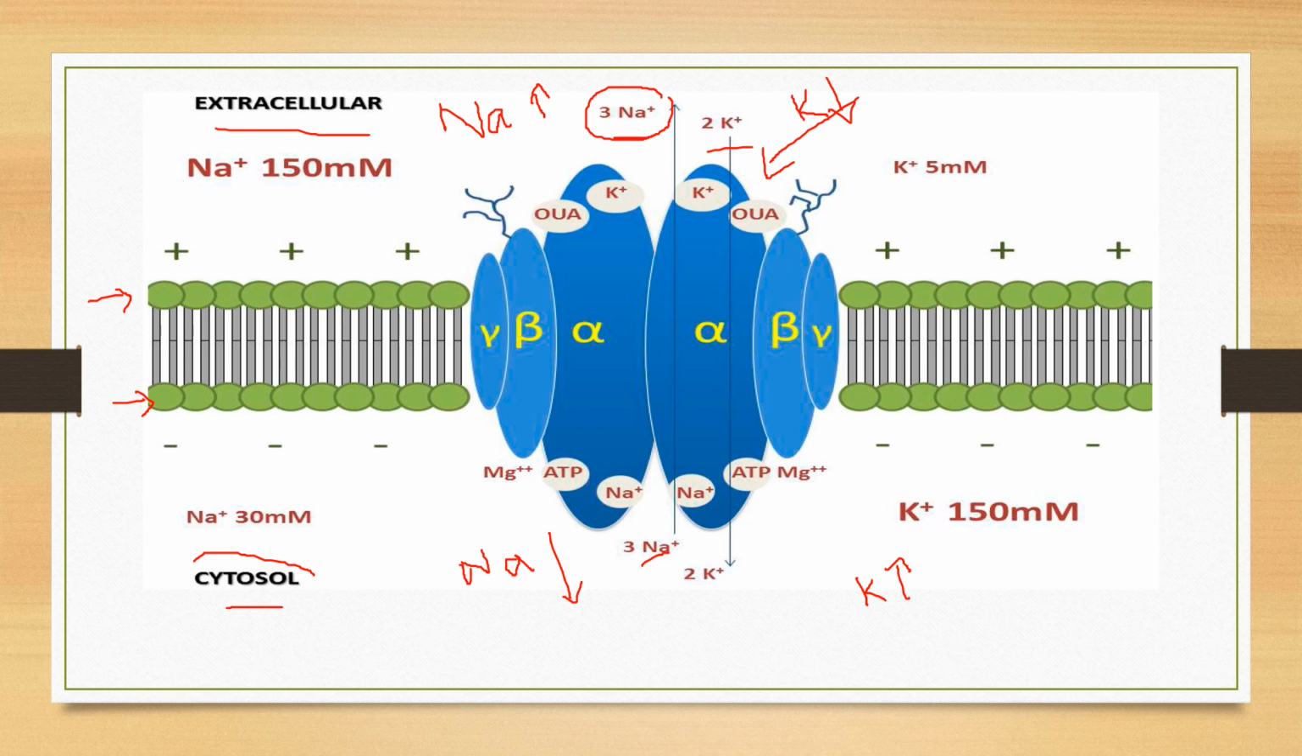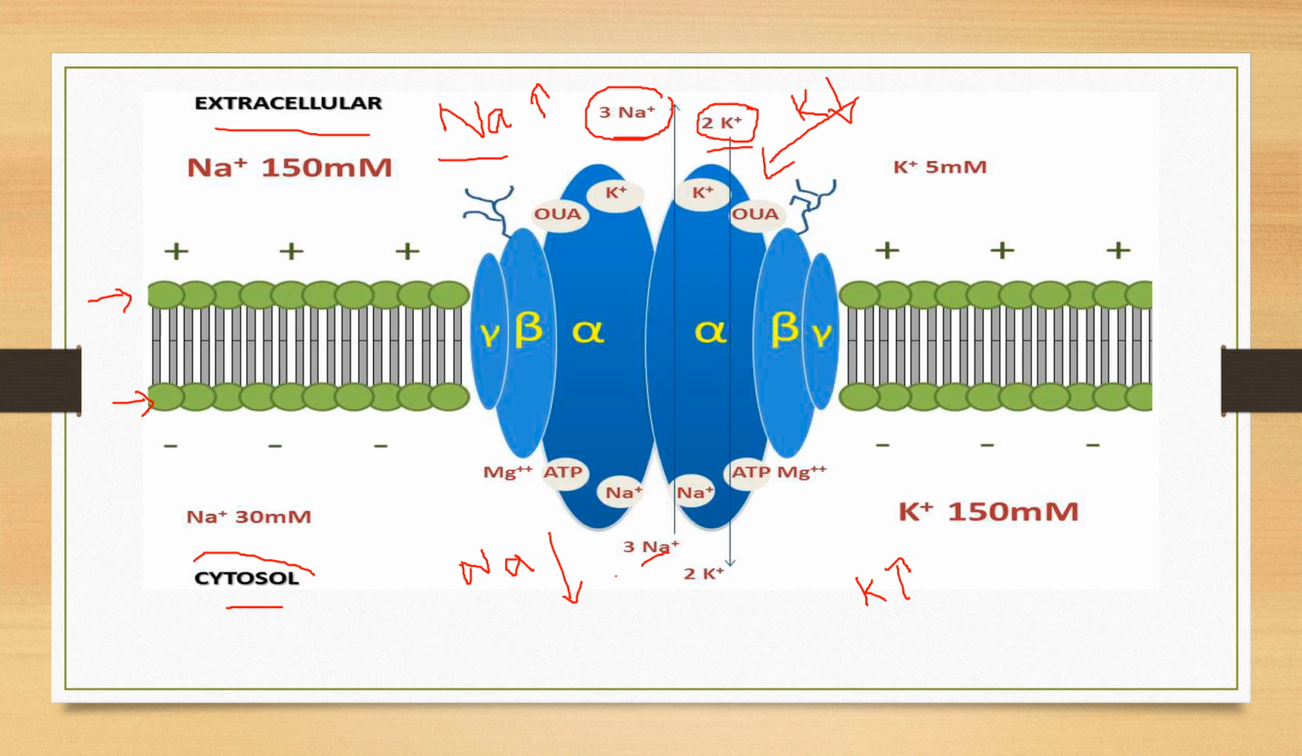Here you can see this arrow shows that sodium ions are moving from inside to outside. The inside concentration of sodium is less and the outside concentration of sodium is more, and sodium ions are being taken from inside to outside. According to the sodium potassium pump, it is a must that when 3 sodium ions are taken out, 2 potassium ions are taken in. It's not that 2 sodium ions are taken out and 3 potassium ions are taken in. It's not like that. It is a must.